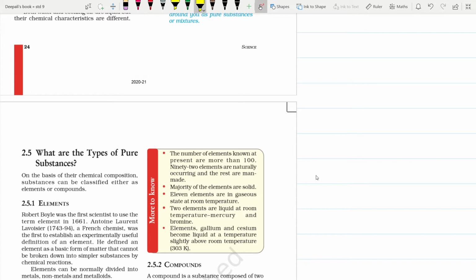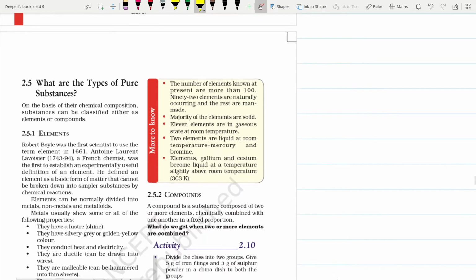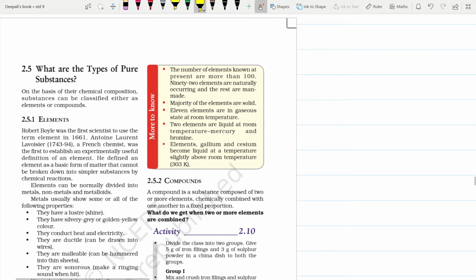Now, what are the different types of pure substances? We saw different kinds of mixtures. Now, let us see what are different kinds of pure substances. On the basis of their chemical composition, substances may be classified either as elements or compounds. Elements. Robert Boyle was the first scientist to use the term element in 1661.